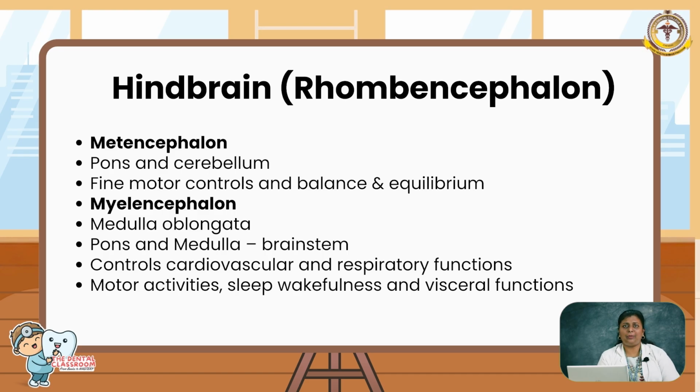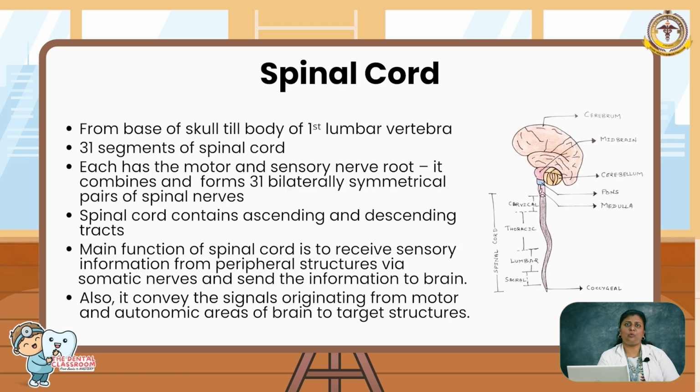So then we have completed the structure of the brain. Now we are moving to the spinal cord. The spinal cord starts from the base of the skull and ends at the first lumbar vertebra. The spinal cord has 31 segments. Each segment will have motor and sensory nerve roots on either side. So it will have 31 bilaterally symmetrical pairs of spinal nerves which carry both sensory information and motor information.